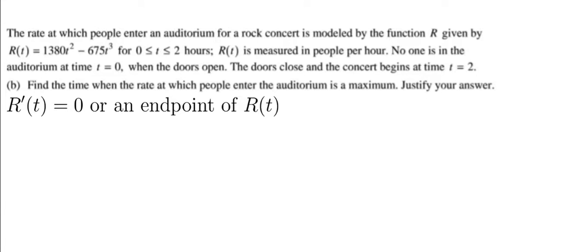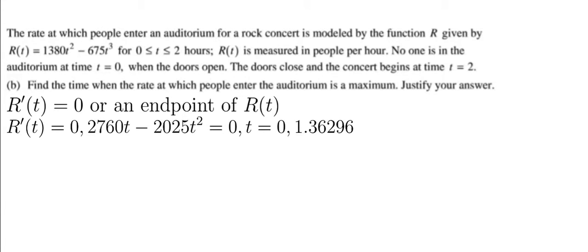So first we can solve for r prime of t, which is 2760t minus 2025t squared, and when this is equal to 0, t is either 0 or roughly 1.36296. And again, we also have the endpoints 0 and 2, but since 0 is already accounted for, we only have to add a third point, which is t equals 2.